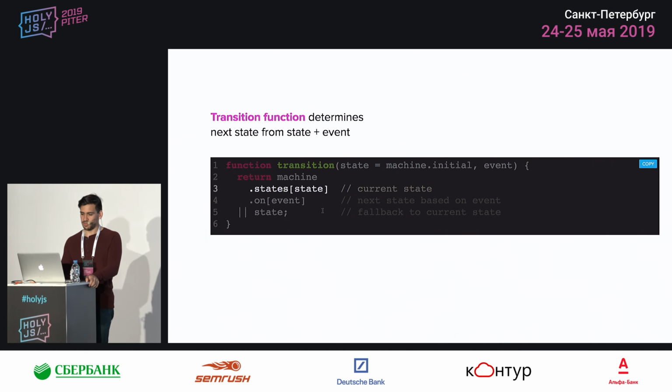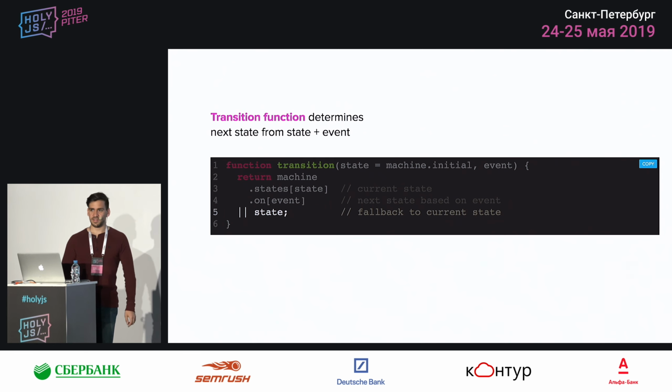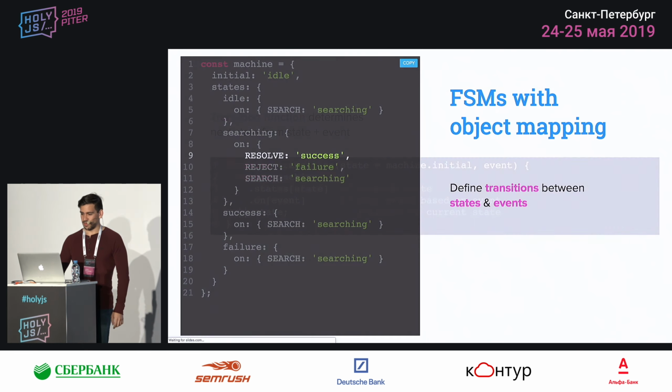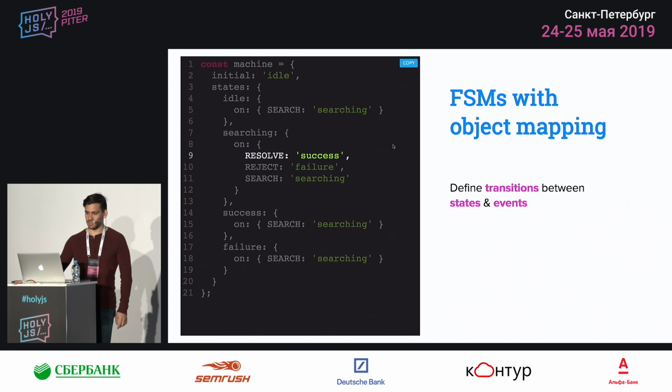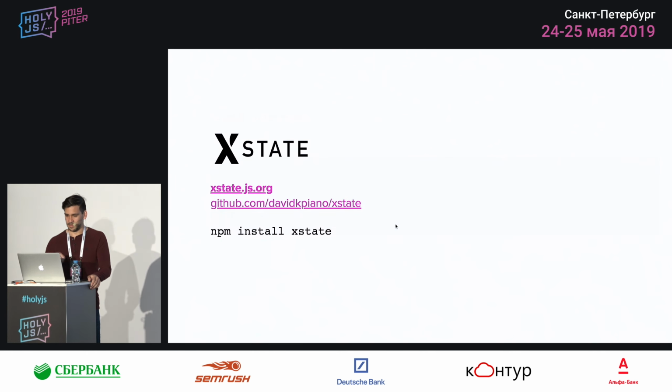What we would do is first look up the current state, and then look up the event on that state, and this should be event.type, not event. And if that event is not handled, we just return the current state. So in these 6 lines, we're able to represent our state machine that we created here and use it within our app because we're able to tell what's the next state based on the current state.